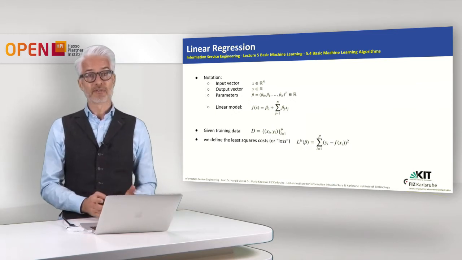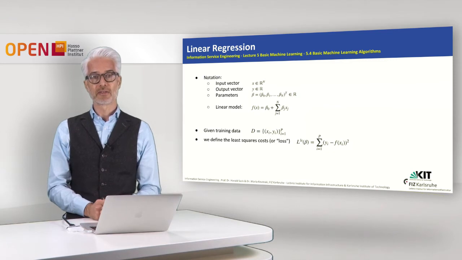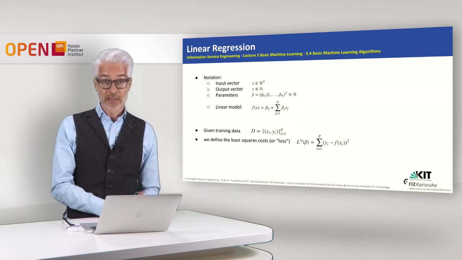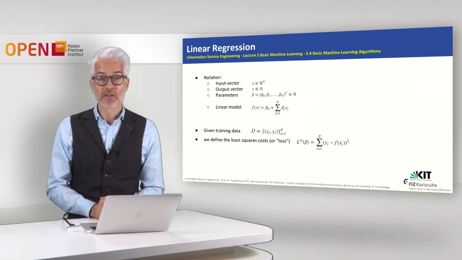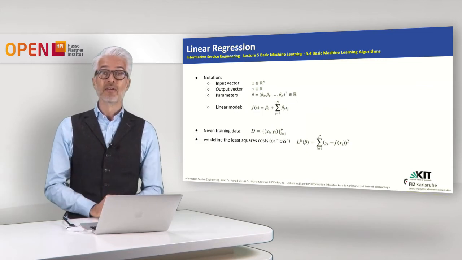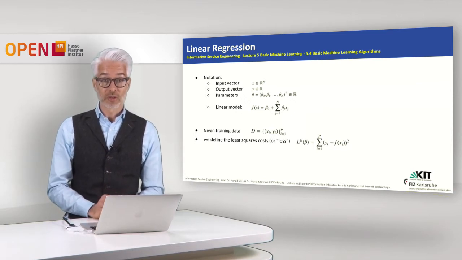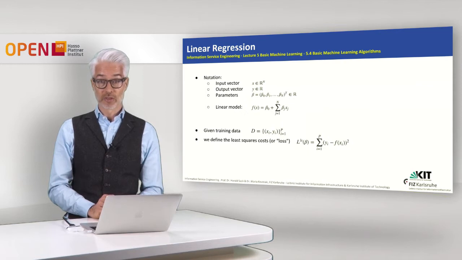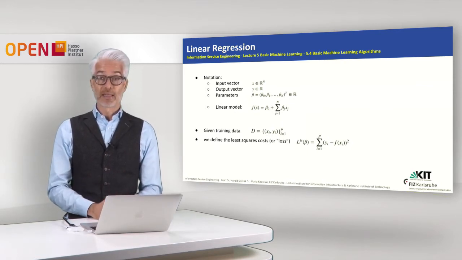Usually you then have a bunch of training data. This is your set D, and the training data consists of x values and the according y values, and here we have p of those pairs. Then, to determine the best fitting parameters beta, we define a cost function or loss function, which is here the so-called least squares cost function. This is L least squares of beta, and this function is rather easily computed.